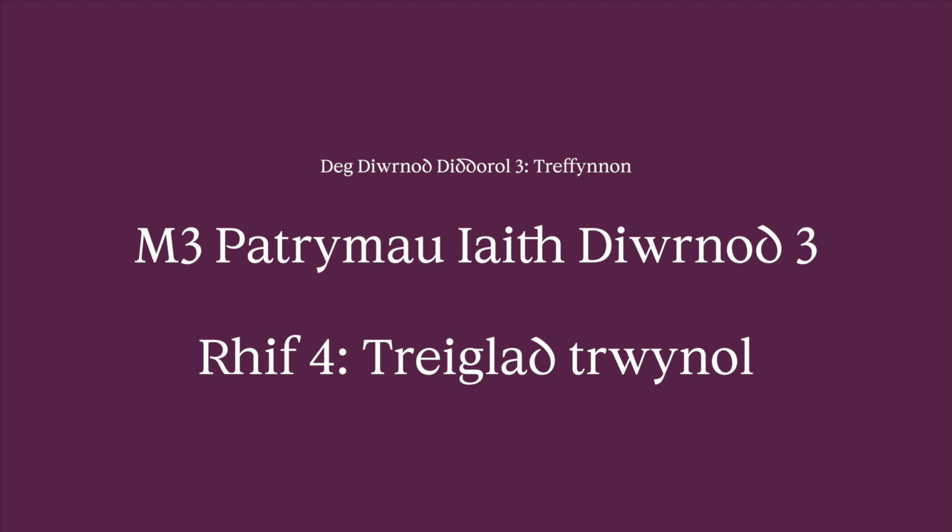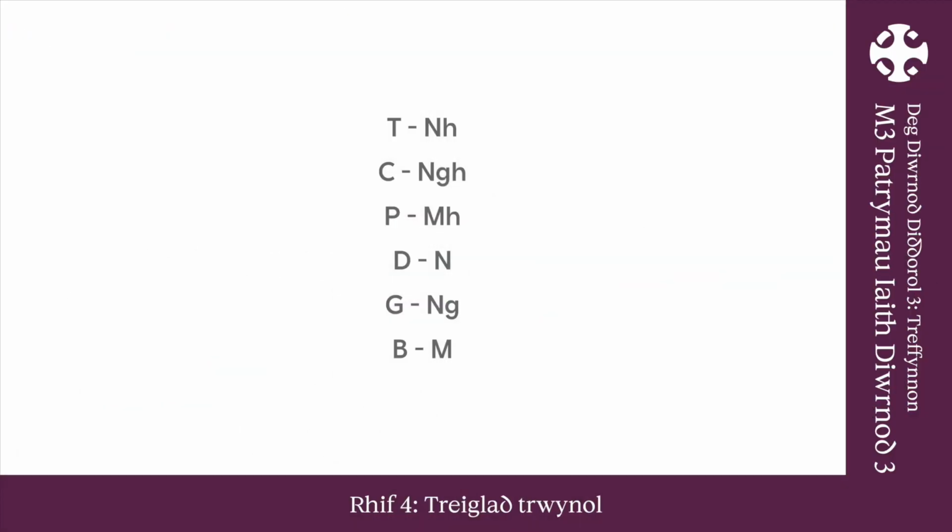Number 4. Treiglad drynol. Nasal mutation. T, C, P, D, G and B take a nasal mutation following n when it means in. At the moment, you will use it when you are talking about being in a place. For example, in Cricieth, yng Nghricieth.